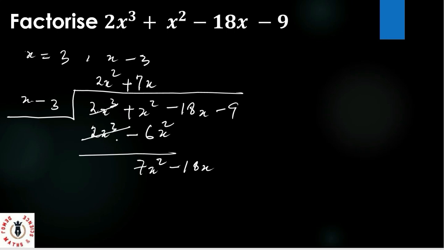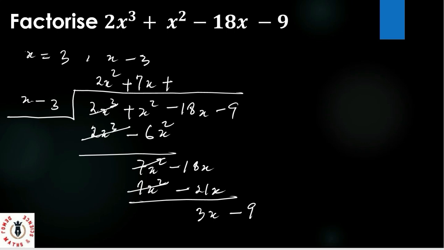If you follow me gradually, you see that it's beginning to look like our initial solution. Here is 7x^2 minus 21x. Now, 7x^2 minus 7x^2, and minus 18 minus minus 21, that's plus 3x. Plus 3x, you have minus 9. x in 3x, that's plus 3. 3 times x minus 3, that's 3x minus 9. If you subtract 3x from 3x, that's 0. Minus 9 from minus 9, that's 0.